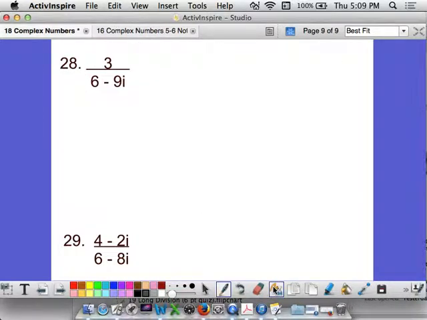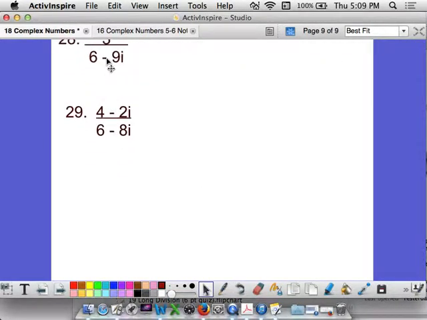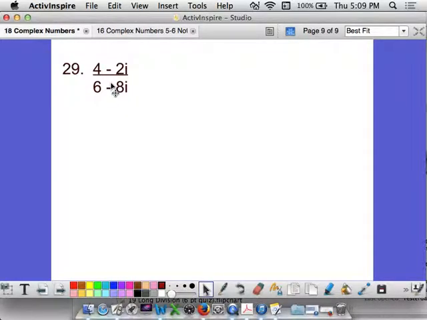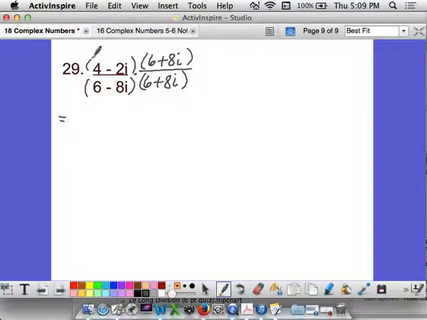All right, let's look at number 29. On number 29, I have a binomial in the numerator and the denominator. Still, I want to multiply by the conjugate of the denominator. And that would be 6 plus 8i. What you do to the bottom, you must do to the top. So what I'm going to do is FOIL each. So I'm going to FOIL this numerator.